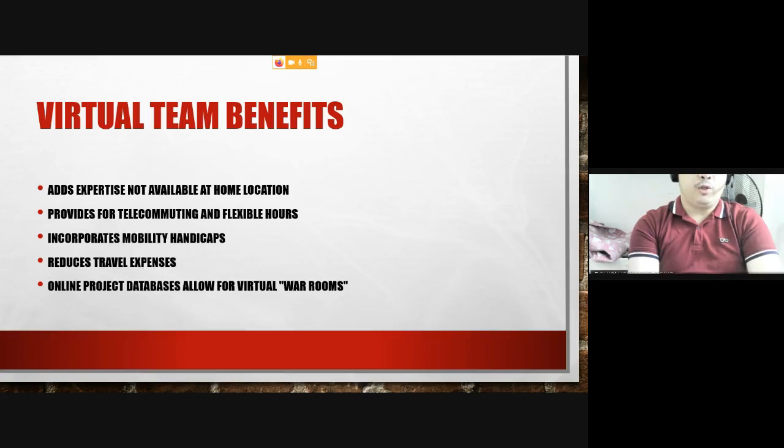It provides for telecommuting and flexible hours. So no need to commute, and the hours are flexible. Third, it incorporates mobility handicaps. There are those who cannot go because of this or that, but because of virtual meetings, it is now lessened. Of course, it reduces the travel expenses, and the online project databases allow for the virtual war rooms.